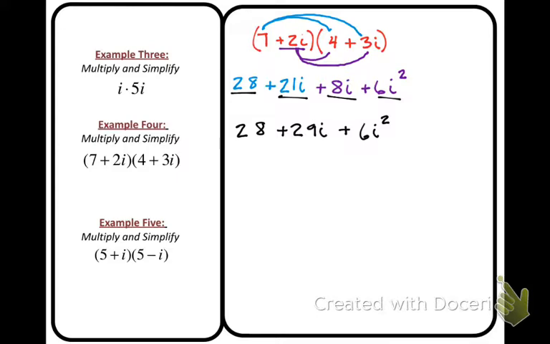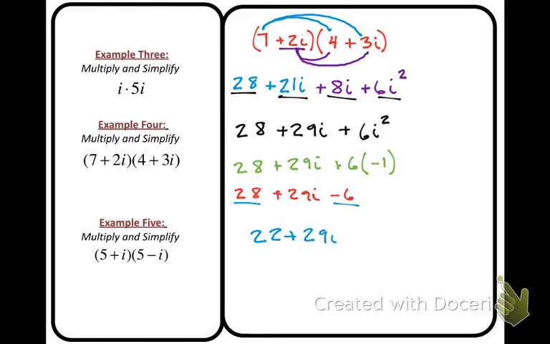Now remember that rule. We know what i squared equals, so we can replace i squared with negative 1, which in turn makes that expression a negative 6. So rewriting it one more time, 28 plus 29i minus 6. Now we have one more thing that we have like terms with. 28 minus 6 is 22. So that's 22 plus 29i. And we have a real part and an imaginary part there.